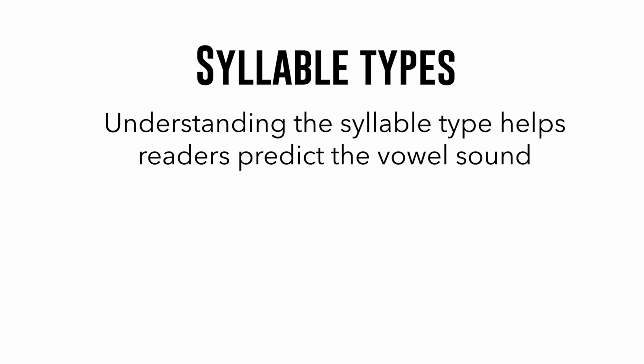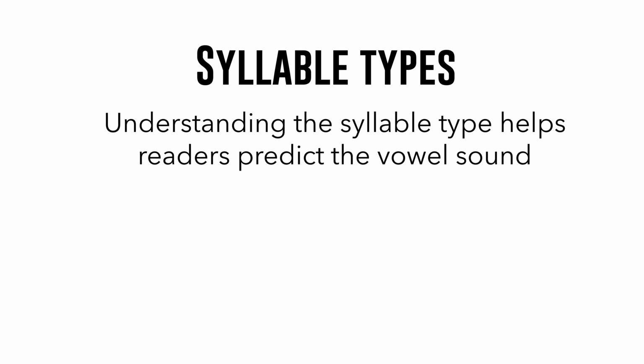Now that we're clear on what syllables are and how to determine how many are in a word, let's move into the 6 syllable types, which is the focus of this video. We know that reading is a complex process for many reasons, but one of the primary reasons when learning to decode is that the vowels have more than one sound. For example, think about the letter A and how many different sounds it can make. Understanding the syllable types helps readers predict the vowel sound.